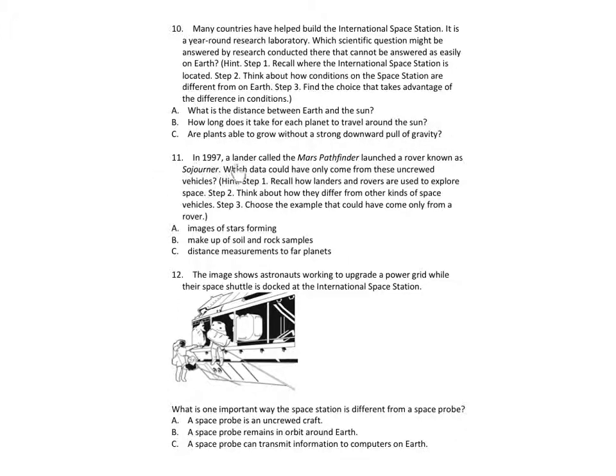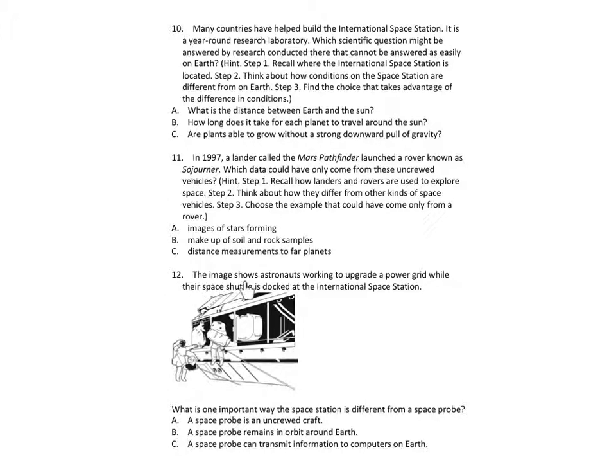Number 11. In 1997, a lander called the Mars Pathfinder launched a rover known as Sojourner. Which data could have only come from these uncrewed vehicles? Hint. Step 1. Recall how landers and rovers are used to explore space. Step 2. Think about how they differ from other kinds of space vehicles. Step 3. Choose the example that could have only come from a rover. A. Images of stars forming. B. Makeup of soil and rock samples. C. Distance measurements to far planets.